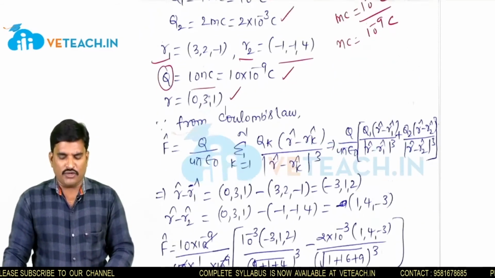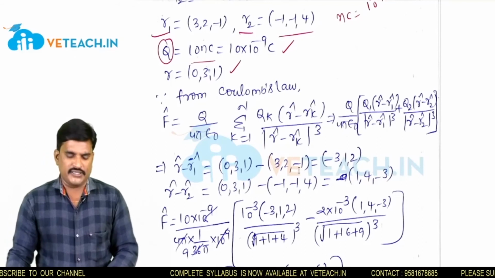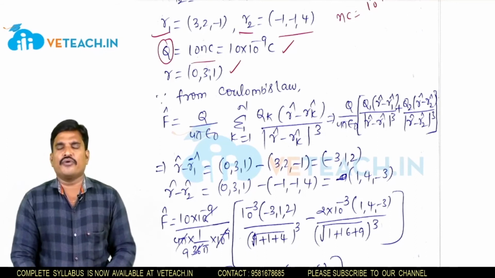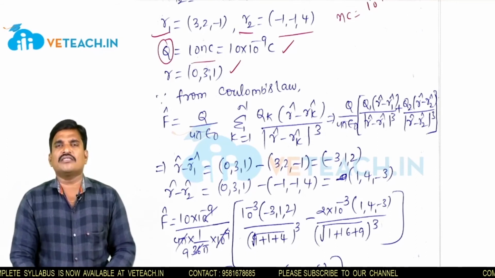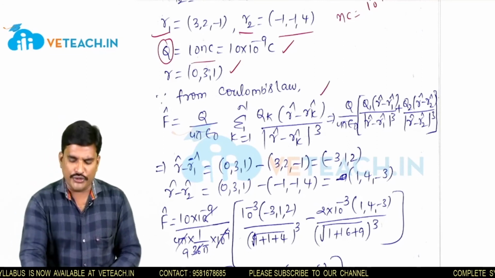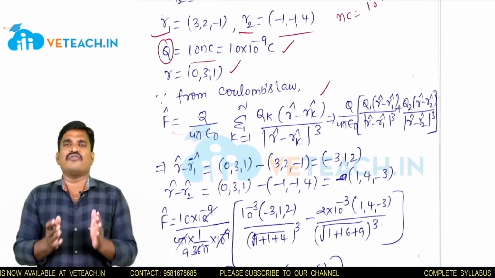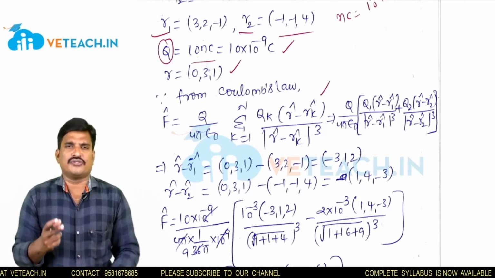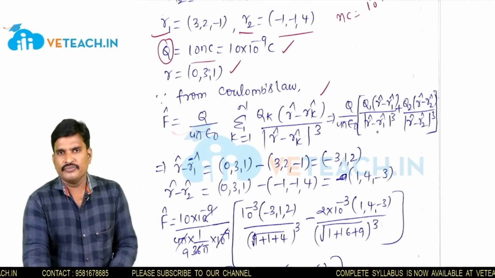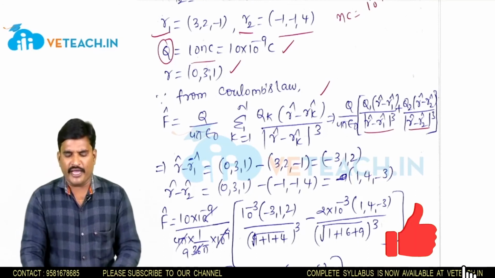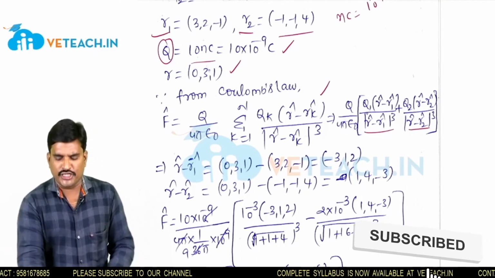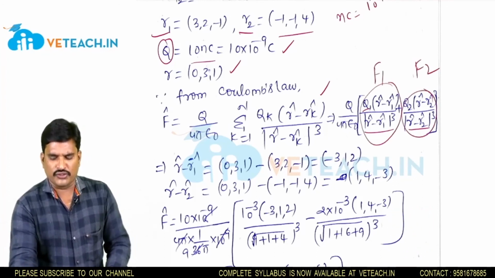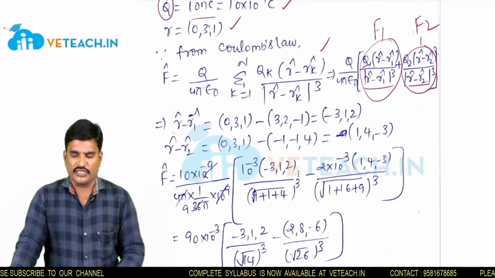Let me apply Coulomb's law, the very popular one: F is equal to Q by 4 pi epsilon naught, summation k equal to 1 to n, Qk times (R minus Rk) by mod of (R minus Rk) whole cube. This is a generalized expression for n number of charges. But in this problem I have only two charges, so I can substitute n equal to 2. Q by 4 pi epsilon naught, substituting Q1 for the first, this is the force due to charge 1 and this is the force due to charge 2. Can I go for that expression now?